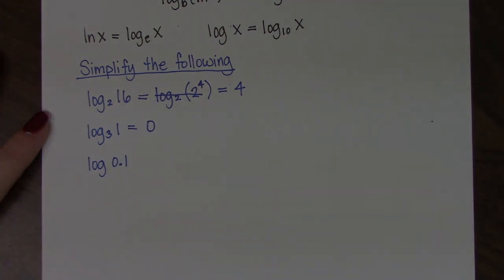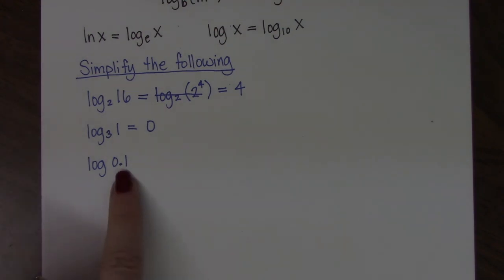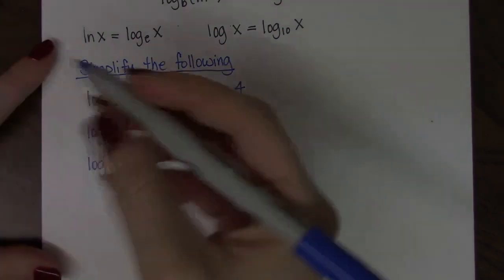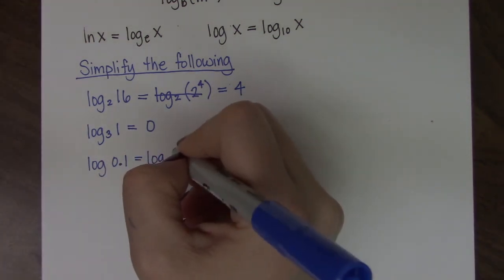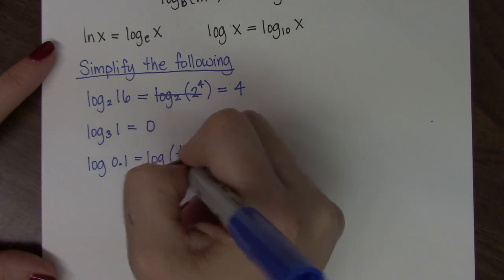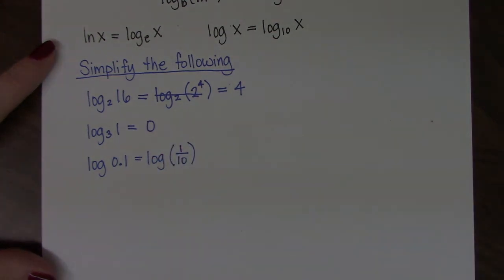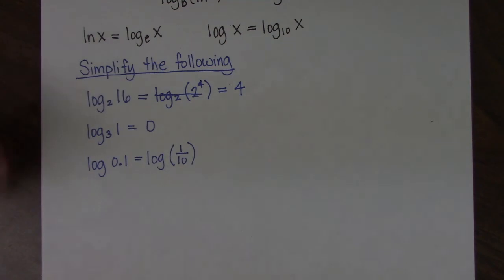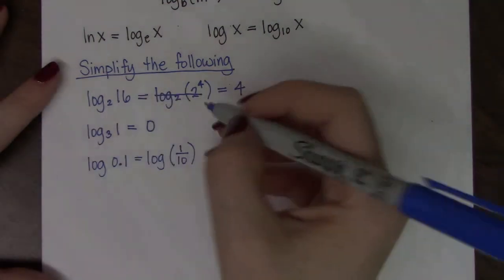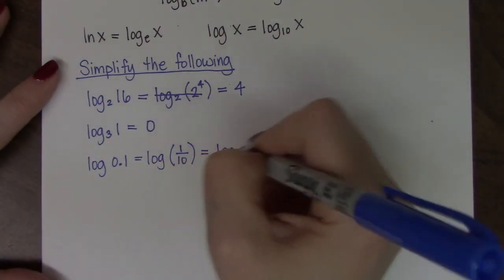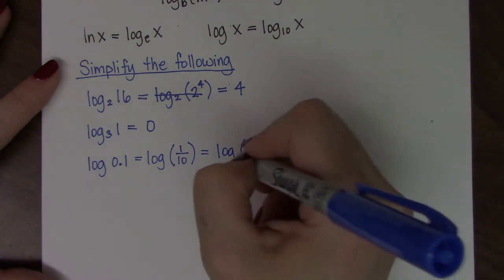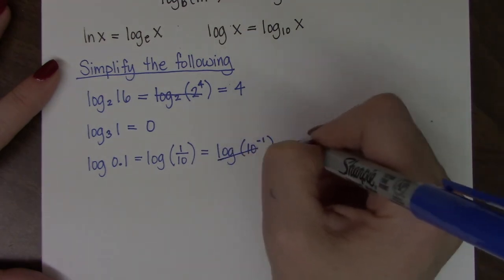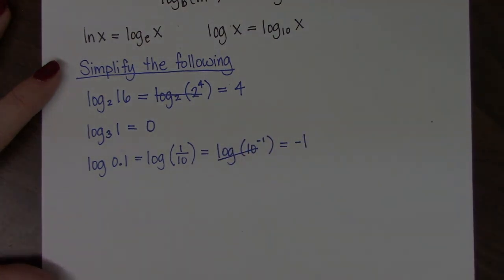So log of 0.1, okay? Well, log without any base written means base 10. So I have to figure out, can I find some 10s inside of here? So 0.1 is 1/10, so I can rewrite that as a fraction of 1/10. I can't cancel it because I need it to be 10 raised to something. But I know from my properties of exponents that 1/10 is 10 to the negative 1. So now I have log base 10 of 10 to the negative 1, and this expression simplifies to negative 1.